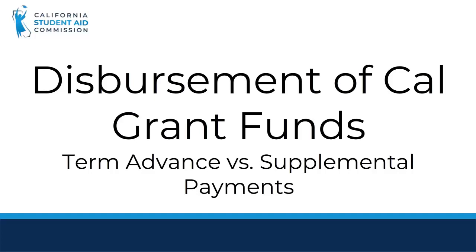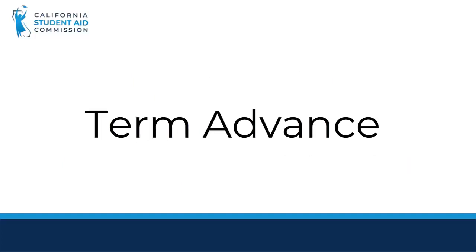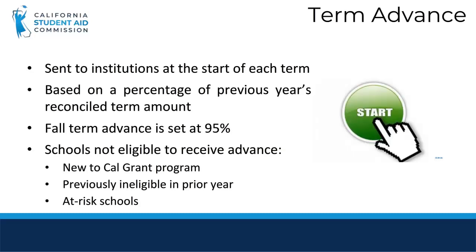For the disbursement of Cal Grant funds, there are two types: term advance and supplemental payments. First, we will talk about the term advance. A term advance may be sent to an institution at the start of the term. This advance is a percentage of the previous year's reconciled term amount. Currently, term advances are set at 95%.